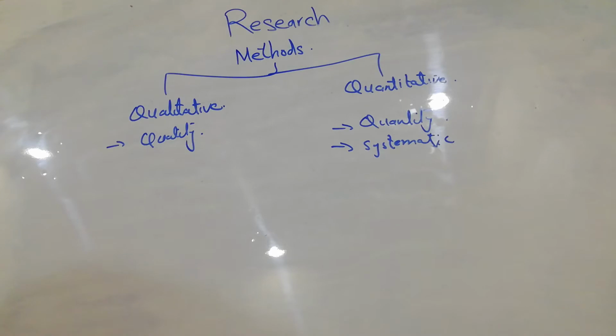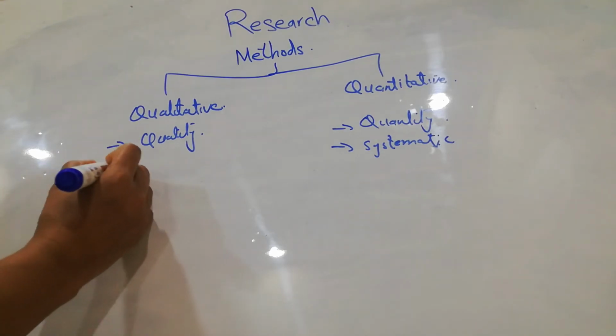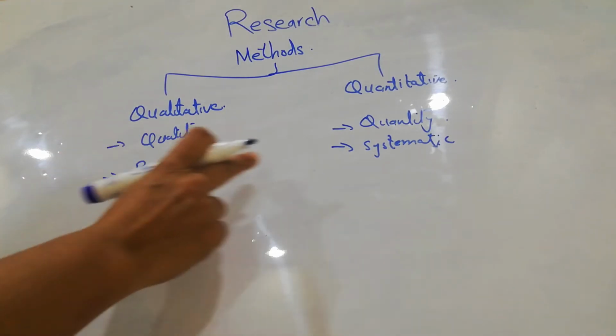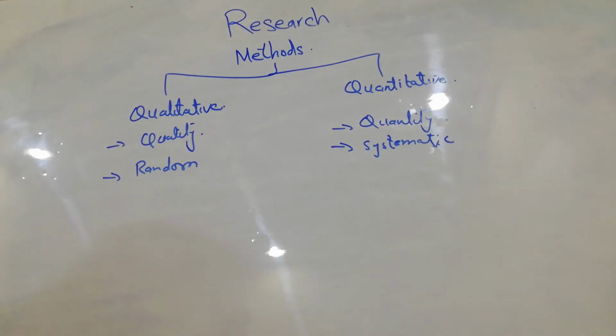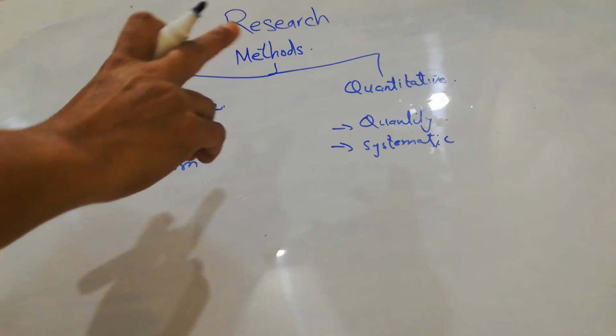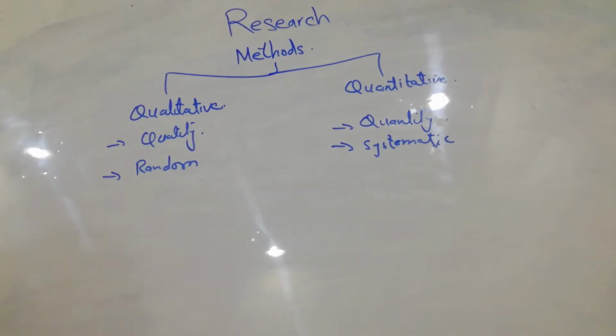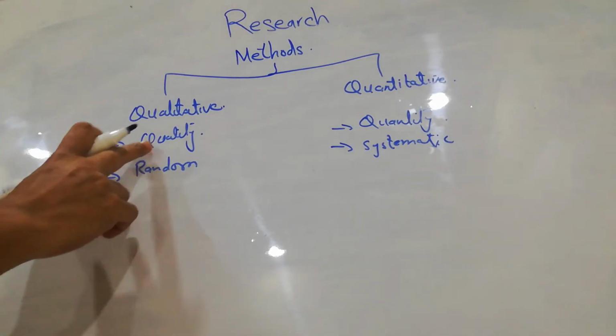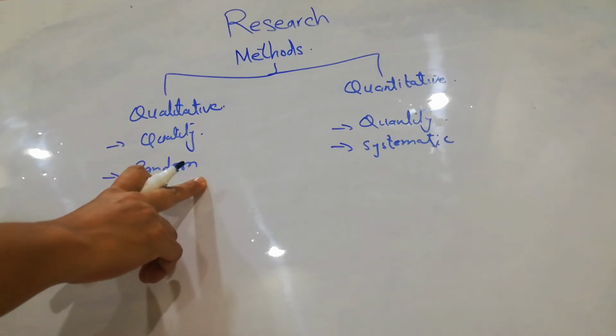A systematic approach to investigate events and data, while in qualitative research there are random questions, so you cannot form any type of systematic approach. So the qualitative method and quantitative method could further be divided into different forms. As we have discussed, in the qualitative method, these are the random methods.